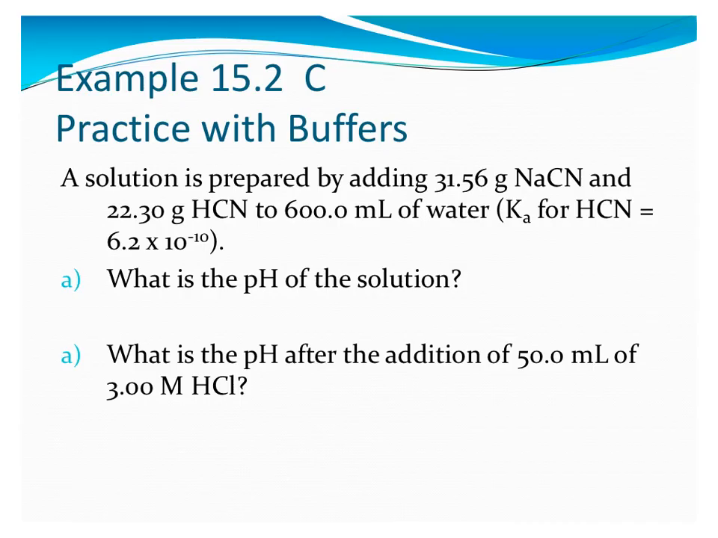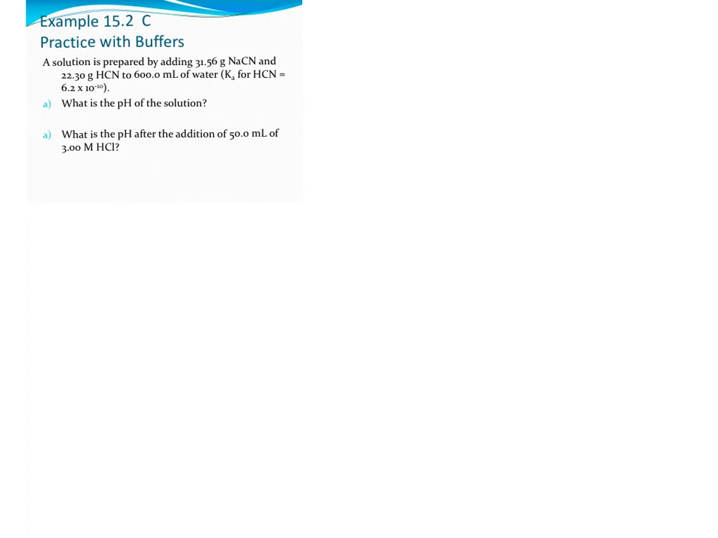Take a look at this problem. We see a solution is prepared by adding 31.56 grams of sodium cyanide and 22.3 grams of HCN to 600 milliliters of water. That should clue us in that we have a buffer, because that's a conjugate pair, and we have the Ka there for HCN. So what is the pH of this solution? The first problem here in A is a common ion problem. So we can, it's a buffer. So we can use Henderson-Hasselbalch or the K expression, either one.